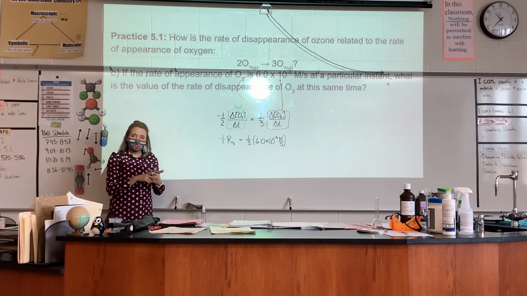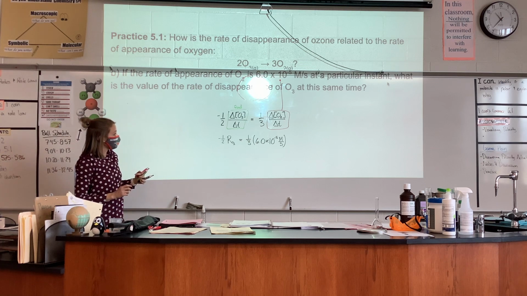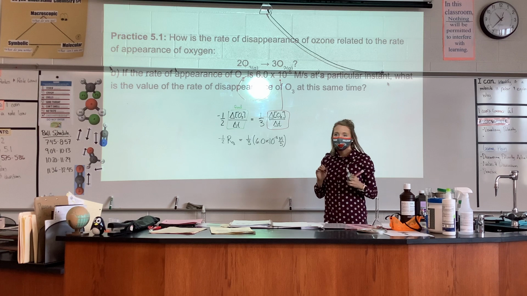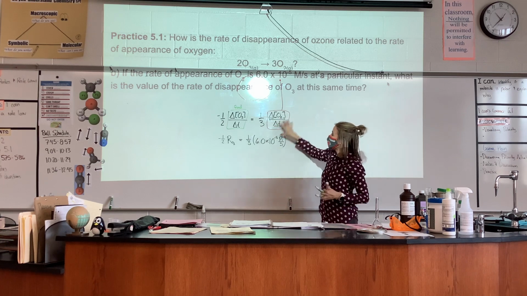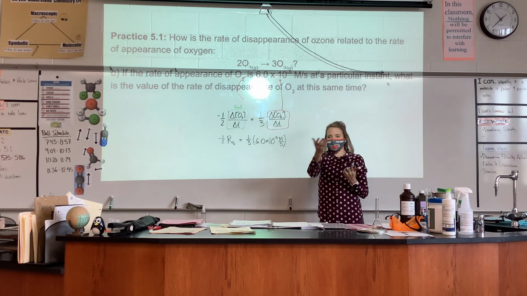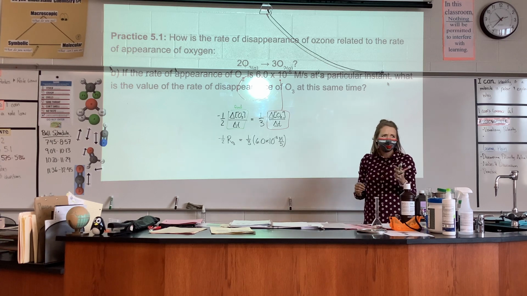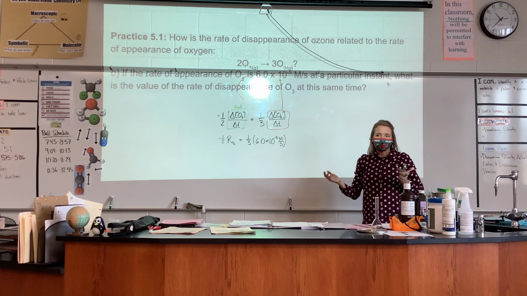Yeah, Evan. What is that number on the far right? The 6.0 times 10 to the negative 5? Oh, that's up there. Okay, good. So this is the rate of O2, which was found experimentally, so it has to be in the problem. Any other questions? Okay, now just do algebra.